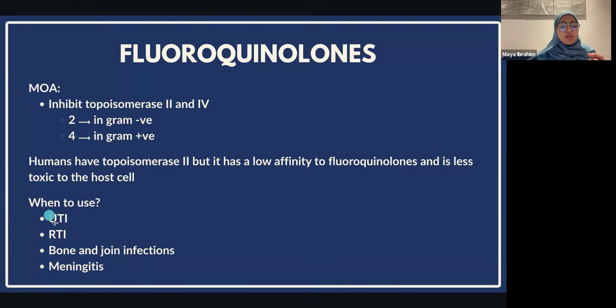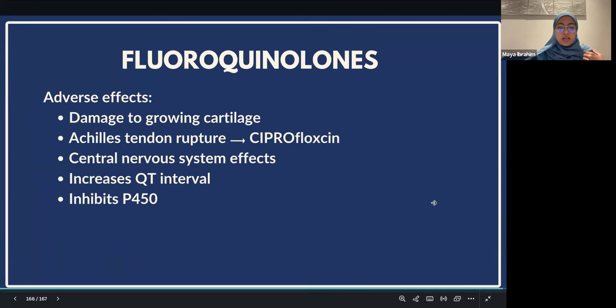When to use: urinary tract infections, respiratory tract infections, bone and joint infections, and meningitis. Now, the adverse side effects are damage to growing cartilage, Achilles tendon rupture, which is a common side effect of ciprofloxacin, central nervous system effects because it crosses the blood-brain barrier, and it increases the QT interval and inhibits P450 enzymes.